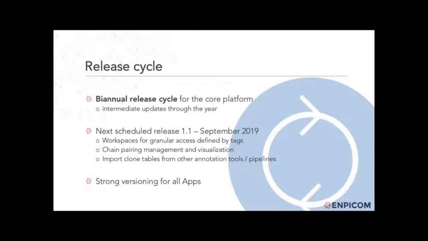And there are a few, for instance, features that we already have in the plan for the next release that is planned in September. And one key element, again, is the strong versioning of all apps, again, to enable reproducibility. So you can choose whatever version you wanted before of each specific analysis.